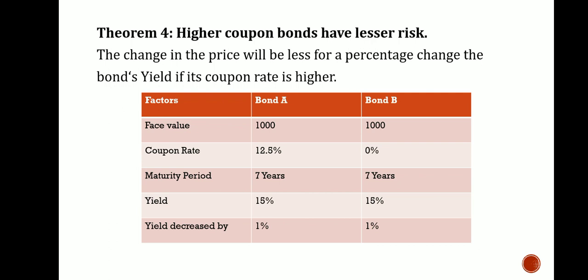If you see here, all the values are same except for the coupon rate. Bond A has higher coupon rate and bond B has lower coupon rate. As per this theorem, bond A should have lesser risk because it has higher coupon rate. Let's see the calculation.